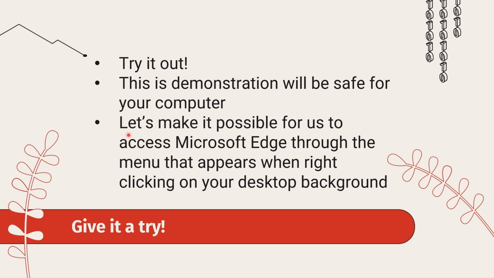Here's our little prompt that we're going to try out. Let's make it possible for us to access Microsoft Edge, the browser. If you don't use Microsoft Edge, that's fine. I don't, but we'll use this as an example, through the menu that appears when right-clicking on your desktop background. So what does that mean?